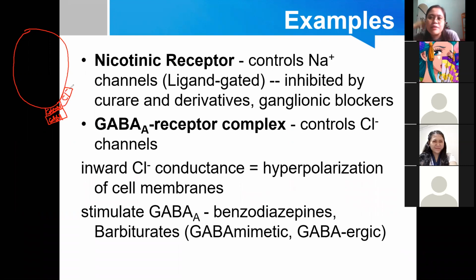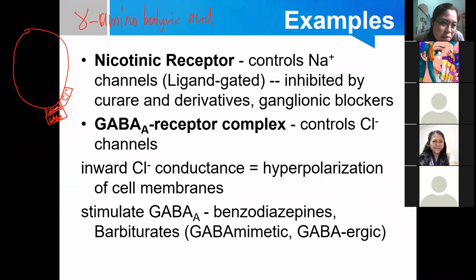Chlorine is negative. What's the meaning of GABA? What's the meaning sa GABA? GABA is an abbreviation. So, what's the meaning? Walay? Gamma aminobutyric acid. Yeah, gamma aminobutyric acid. So, we can write this. This is gamma aminobutyric acid. Ayan, gamma aminobutyric acid. That's GABA.